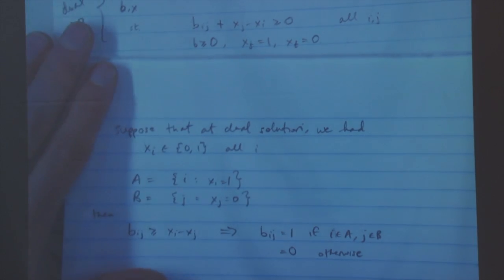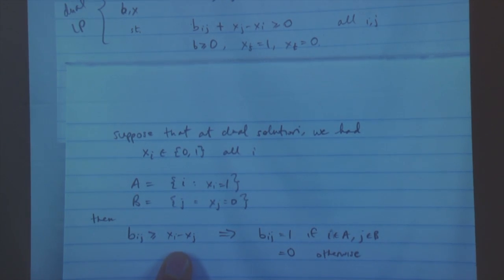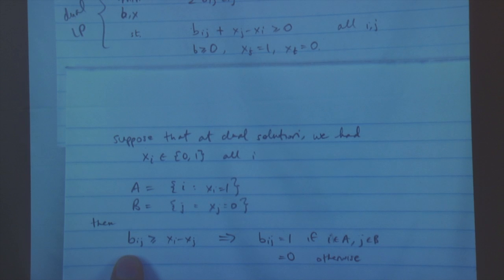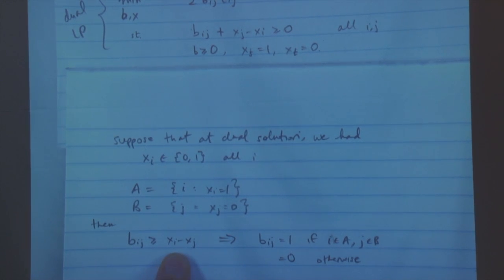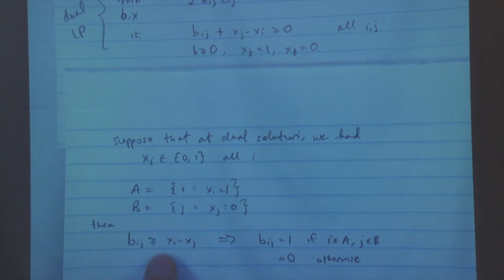Otherwise, we would have this being equal to 0, right? If they're both in A, it's equal to 0. If they're both in B, it's equal to 0. So we have the constraint that b_ij has to be bigger than or equal to 0. And again, if we're trying to minimize the sum of capacities or cost, we just would take b_ij being equal to 0.